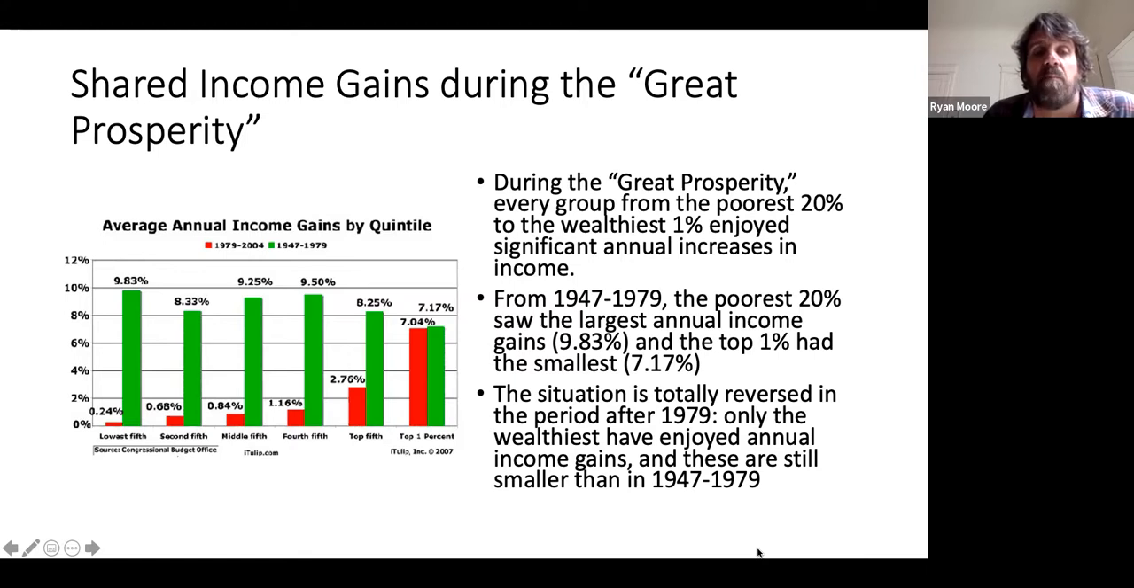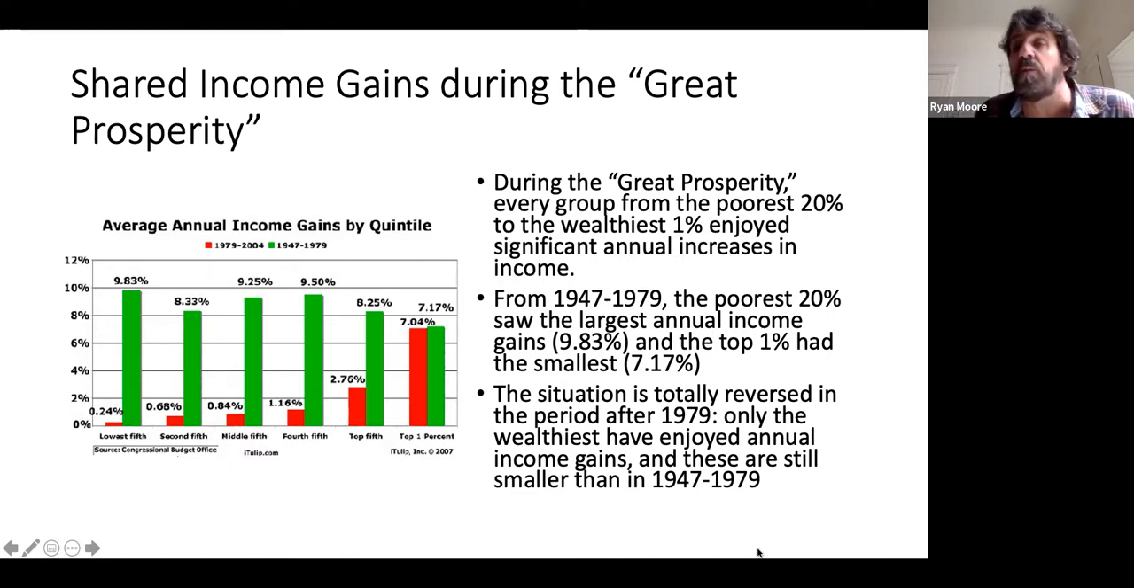You see that the biggest income gains were among the poorest 20% of the population. They were the ones who had the biggest increases in this period in their income between the late 40s and late 70s. So low wage workers. This was a period when the minimum wage was increasing at a faster rate than inflation. Whereas, since then, the value of the minimum wage, when adjusted for inflation, has declined or stagnated.